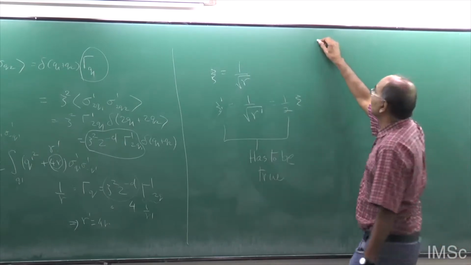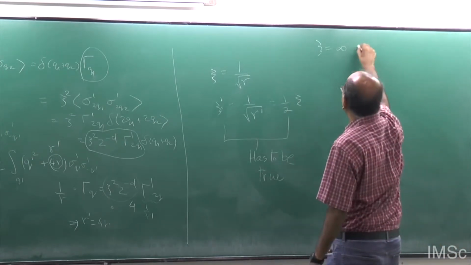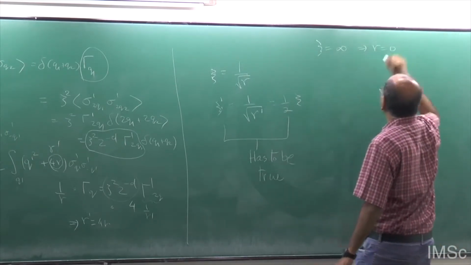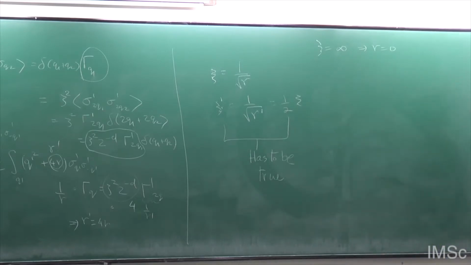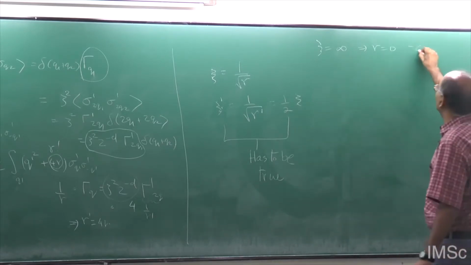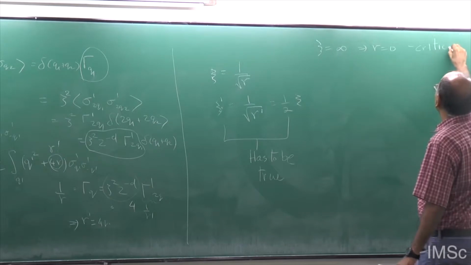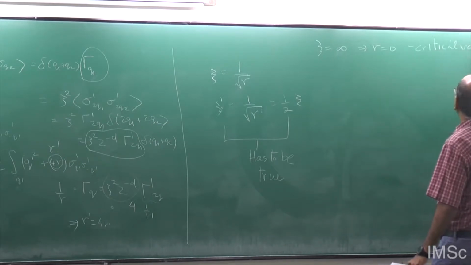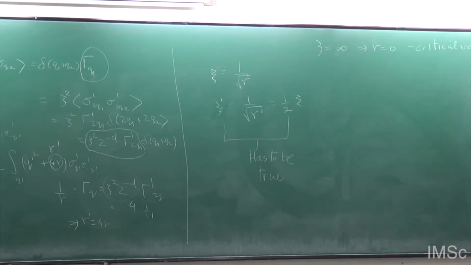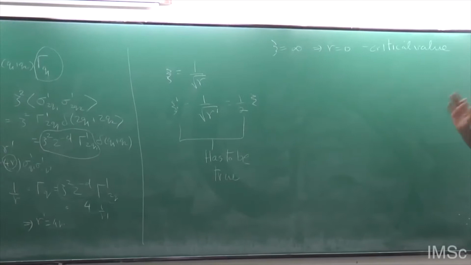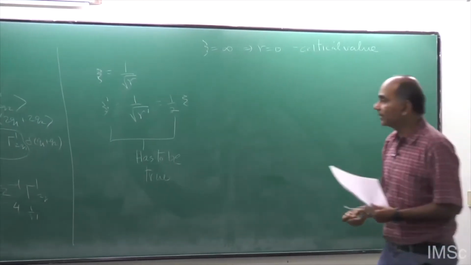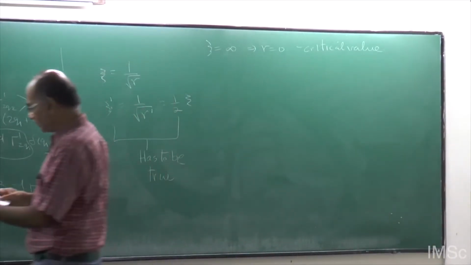Okay, so that's the critical value for R. In Kadanoff's language, the scaling was for k prime to k. Here it's r prime to r. So what is the connection between r and k? I think I wrote it down last time.